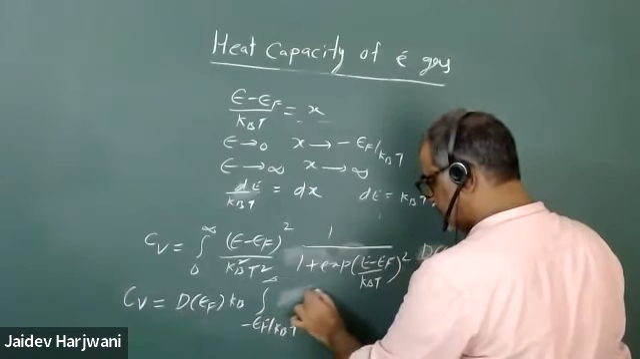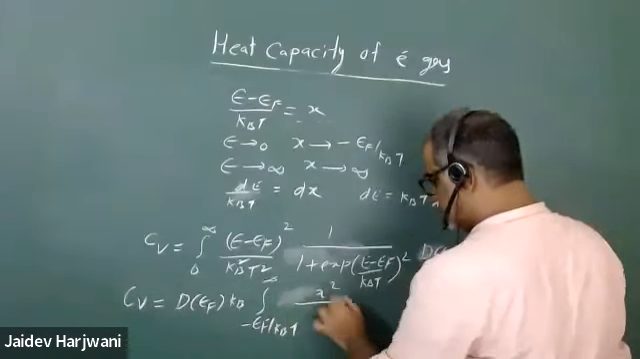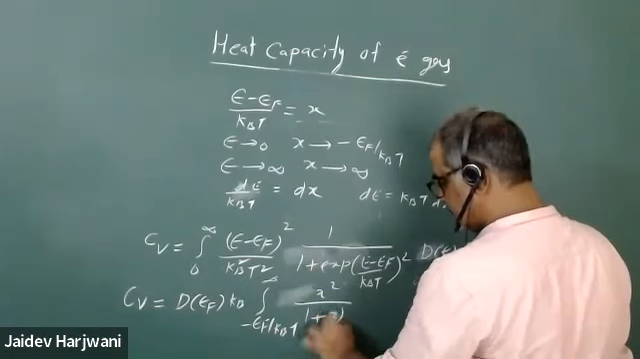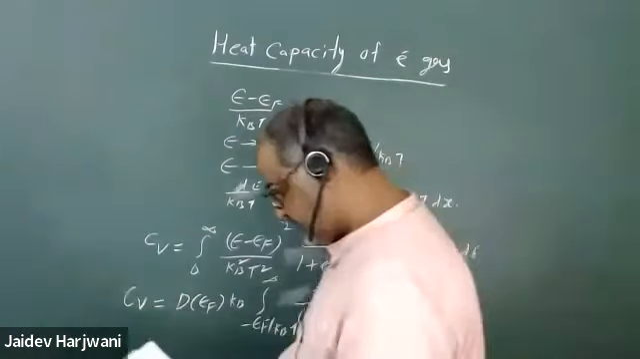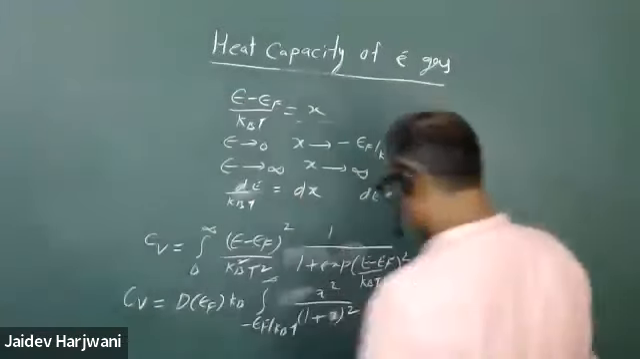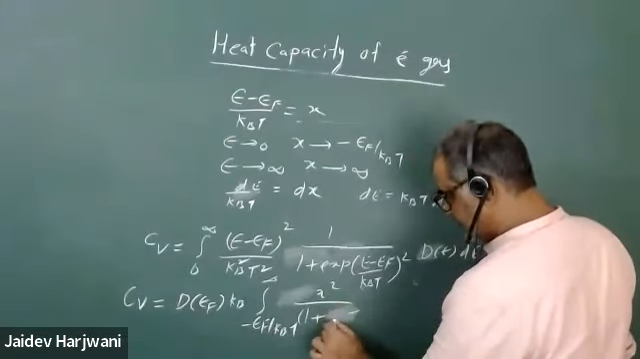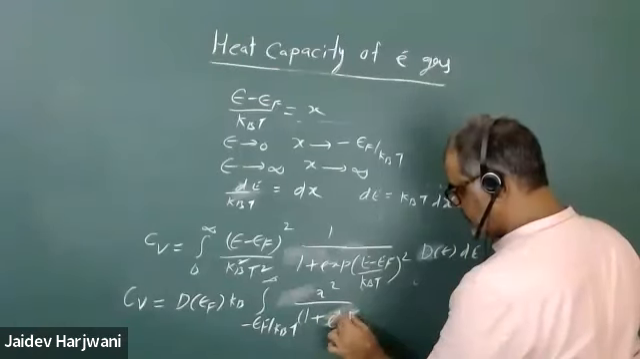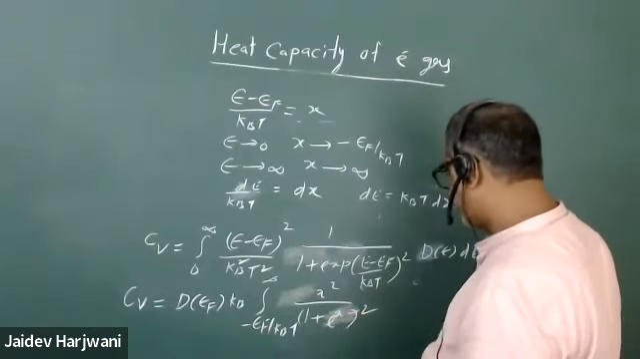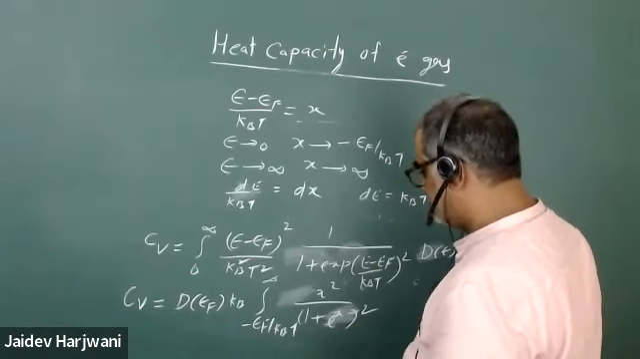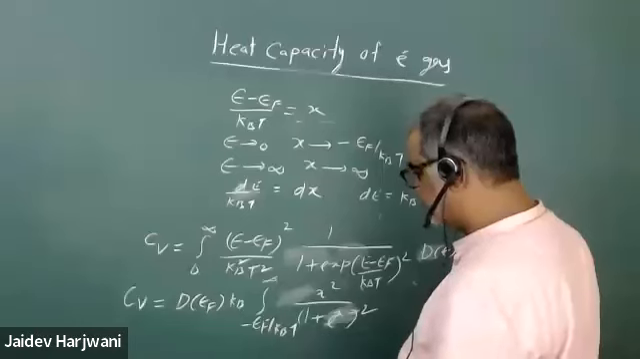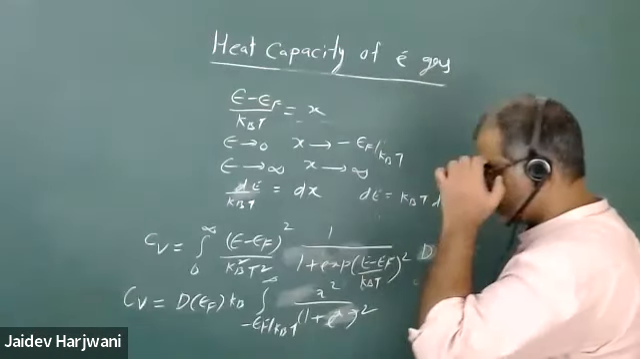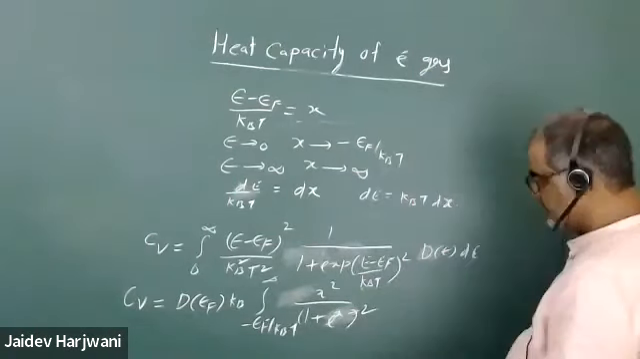x square upon 1 plus e to the x, whole square, sorry, e to the x plus 1 square, and the integration. So x square, (1 plus e^x) square, x square and k_B T square. So is it correct?